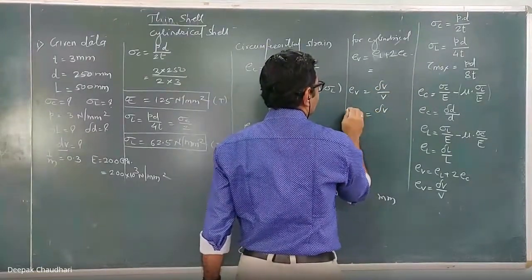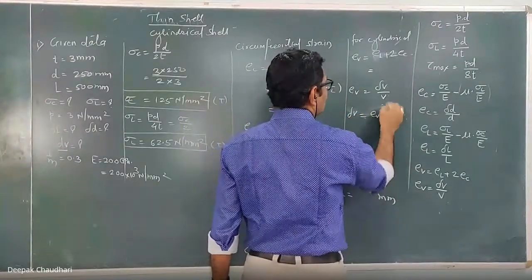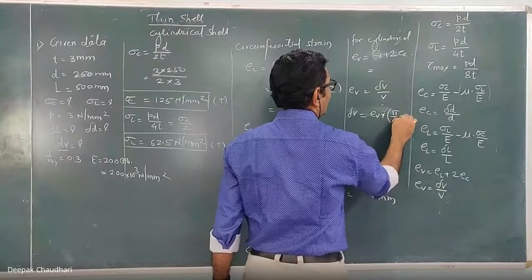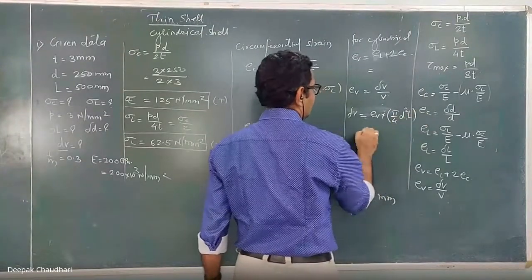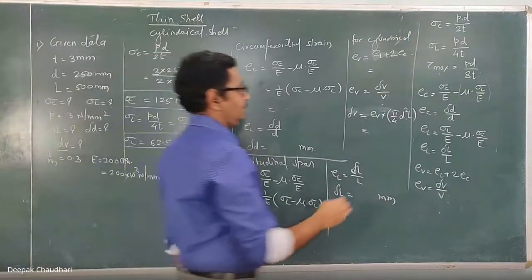So this change in volume is equal to volumetric strain into original volume, which is pi by 4 into d square into L. Substitute that value, you will get the change in volume in millimeter cube.